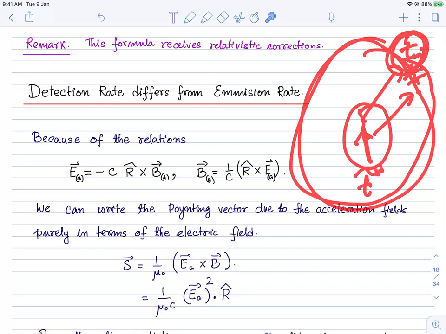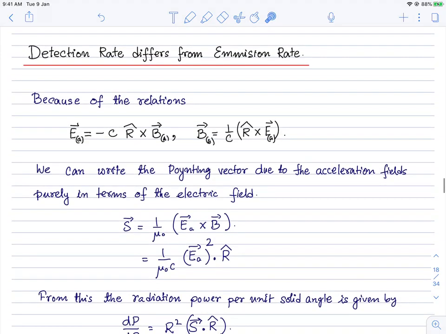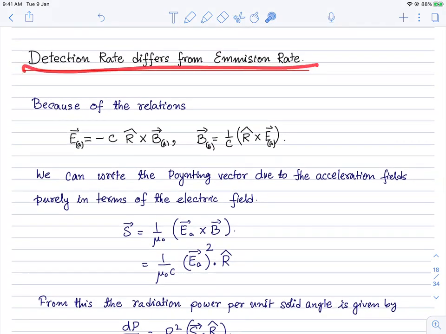So this t is different from this t tilde, so the rate at which this power is detected far away through the electric and magnetic fields, that detection rate is different from the emission rate because of this difference in t and t tilde. Okay, so the detection rate differs from the emission rate because there is a difference in t and t tilde, and that we are going to flesh out here. This difference in the rate, we'll see how we can accommodate that.